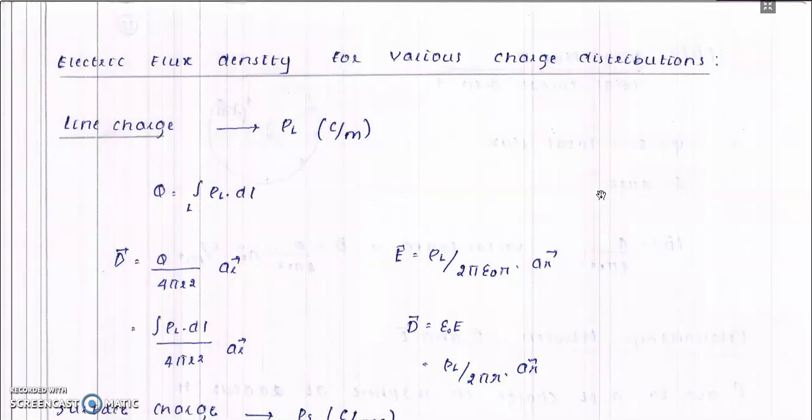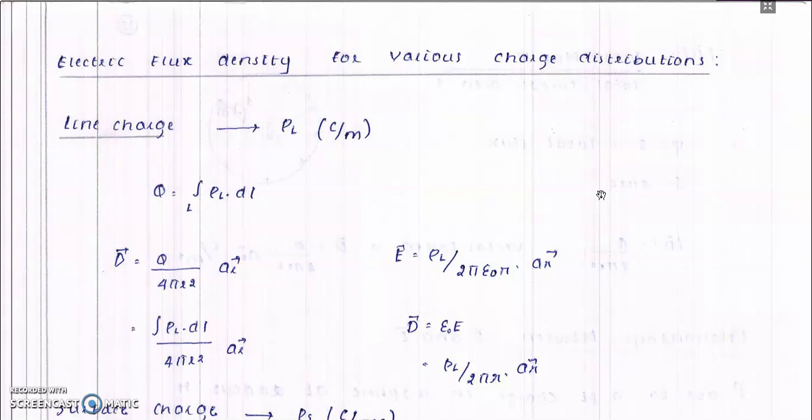We already discussed the electric field intensity for various charge distributions. In the same way, now we are going to discuss the electric flux density. We know that the electric flux density D is equal to psi divided by S, that is area. From that we know that charge density rho is equal to Q divided by L. So in terms of Q, Q is equal to rho into dl.